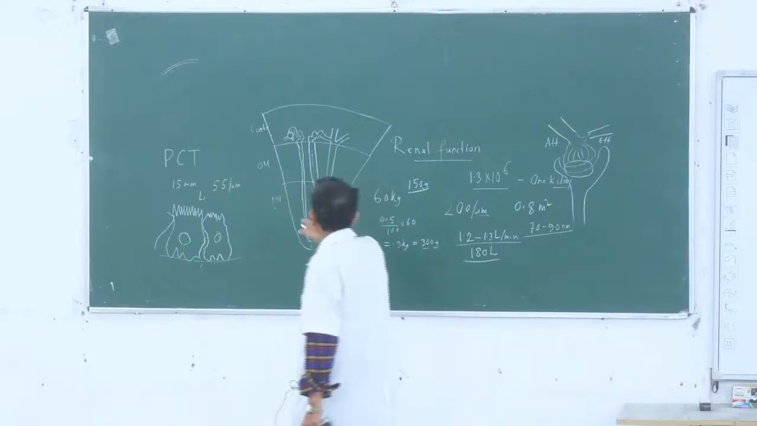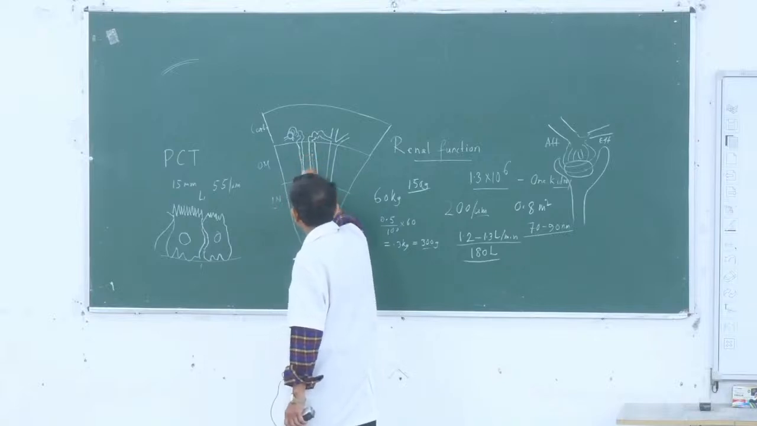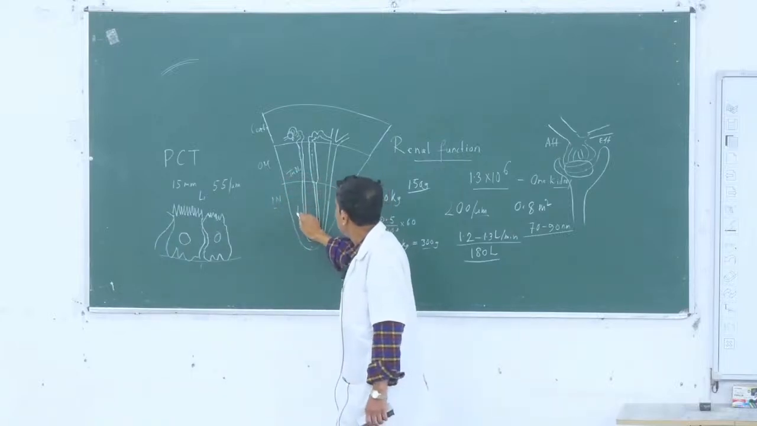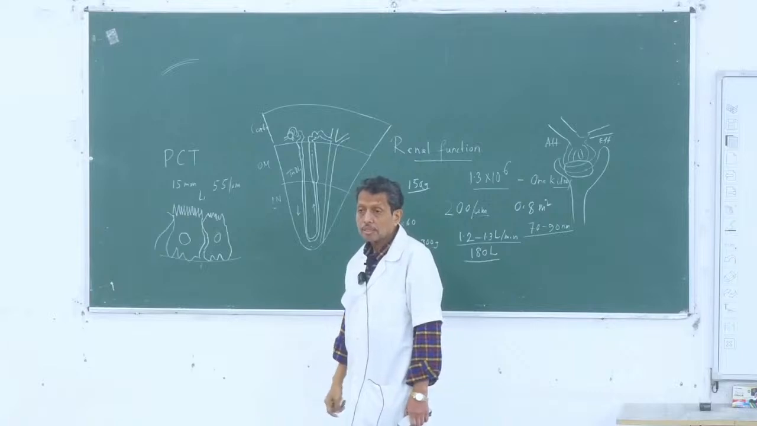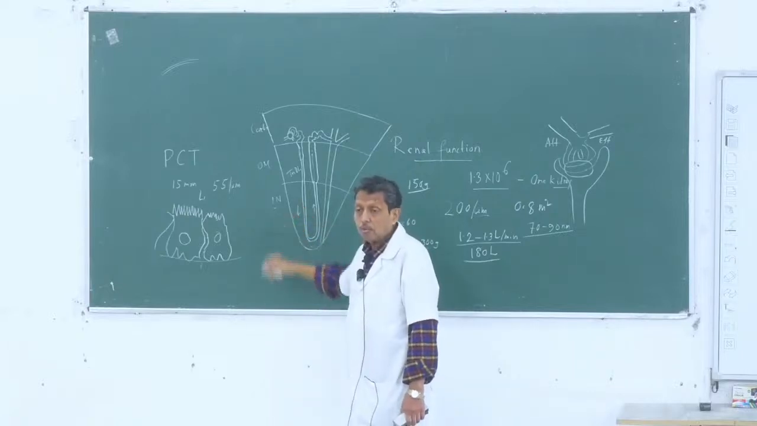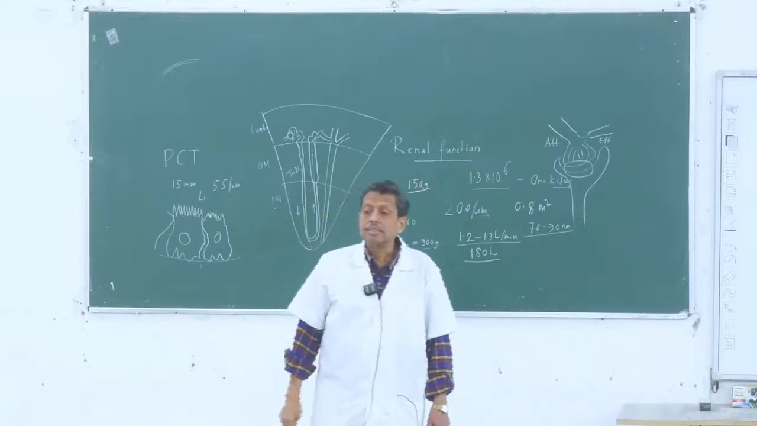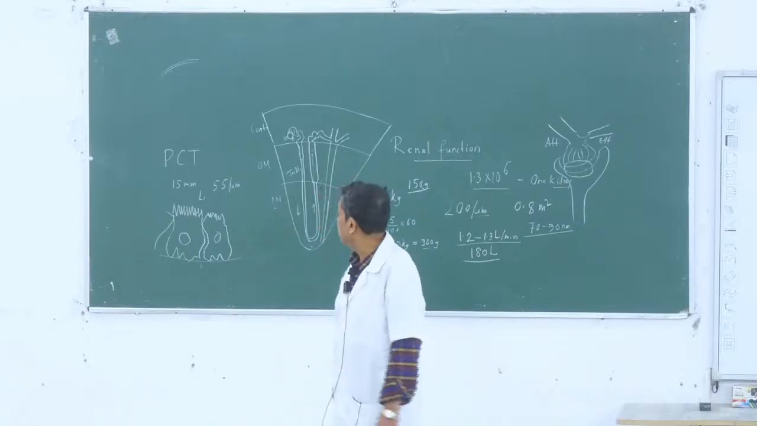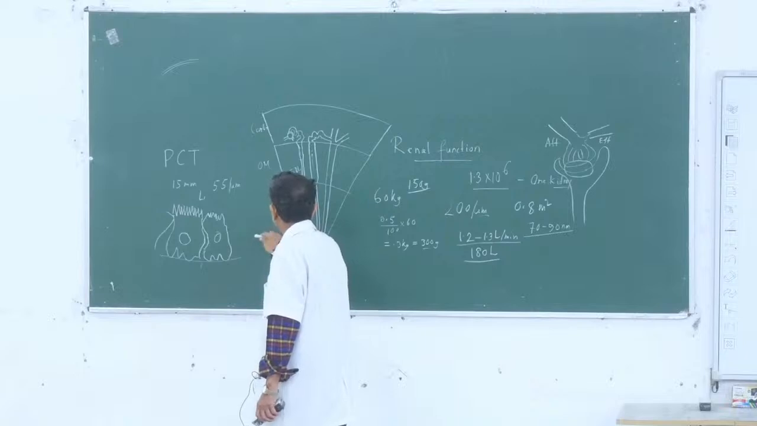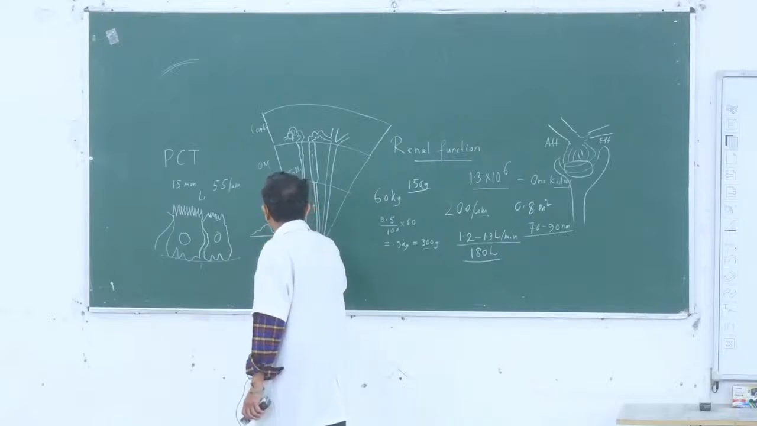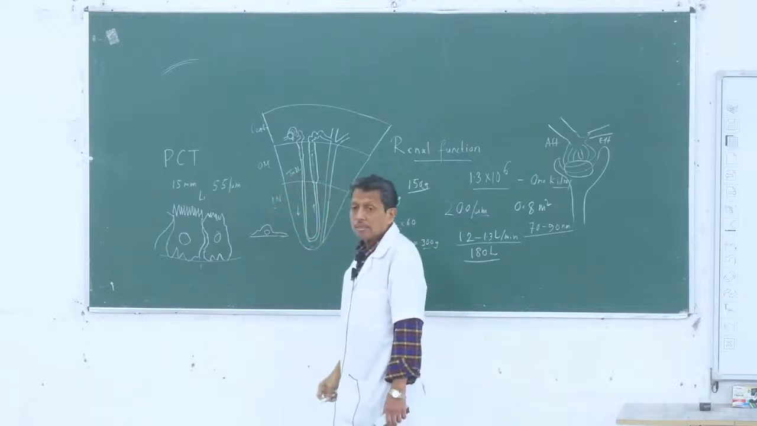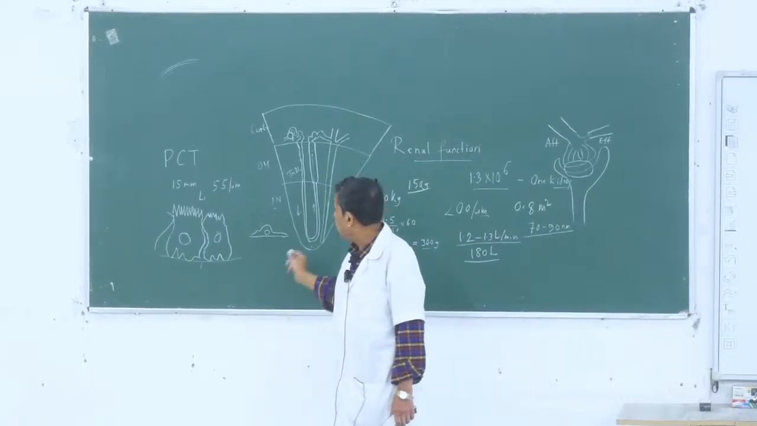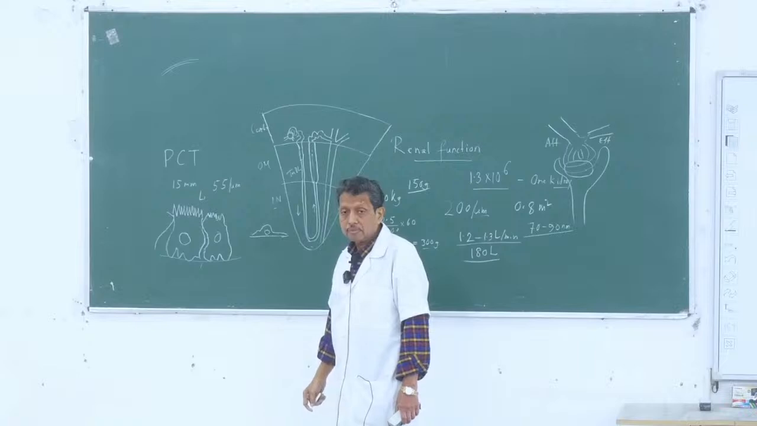Then this is the thin descending limb of the loop of Henle. It is a descending limb and this is the ascending limb. In the thin descending limb of the loop of Henle, the cells are thin cells, similar to squamous type of epithelium. Suppose in this case, this type of cells are seen. And they can transport urea from outside to inward. Some transporter is there. They are highly permeable to water.